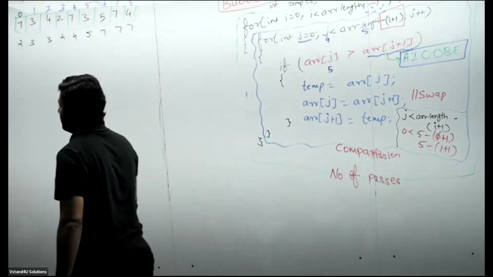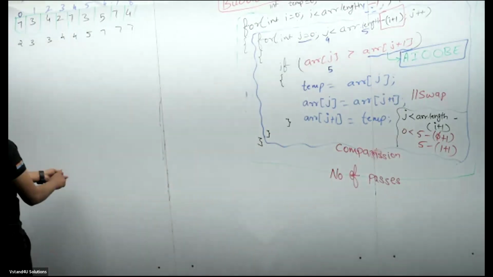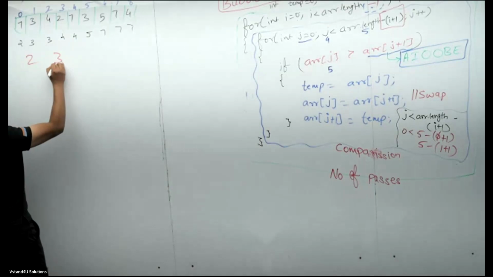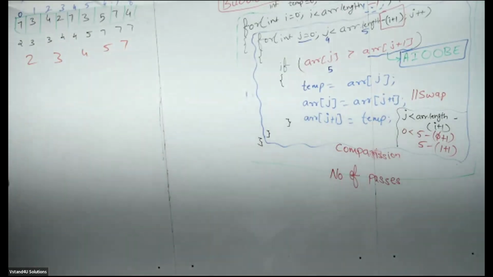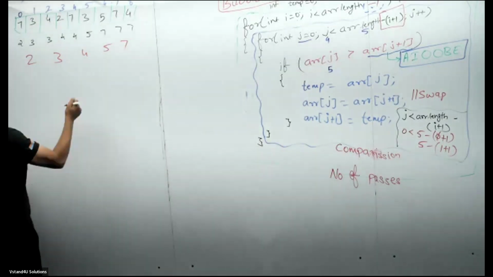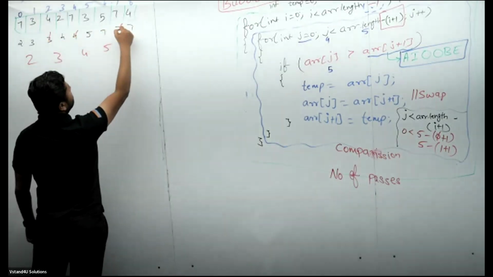Okay. My expectation is 2, 3, 4, 5, 7. Understood? So you will kick out this one, you will kick out this one, this one.